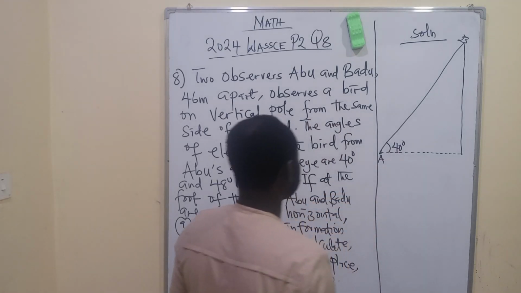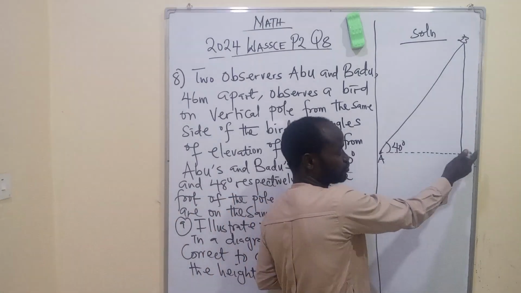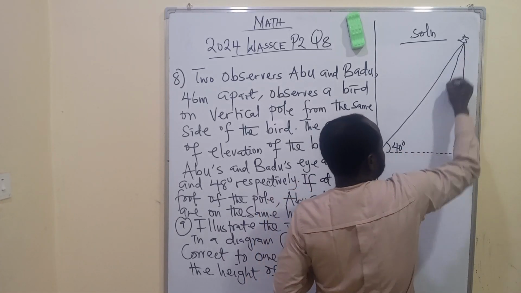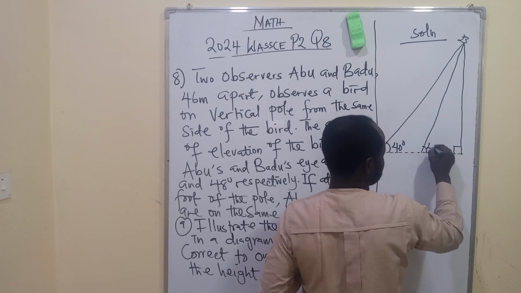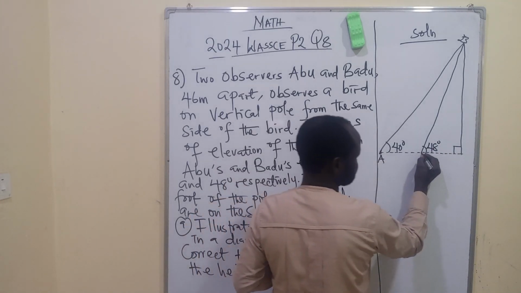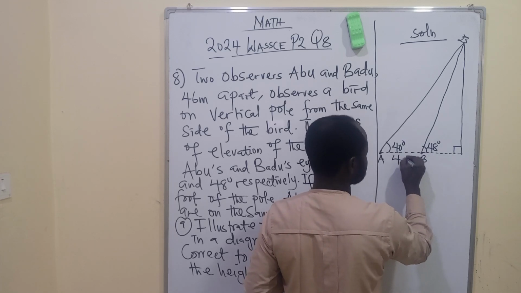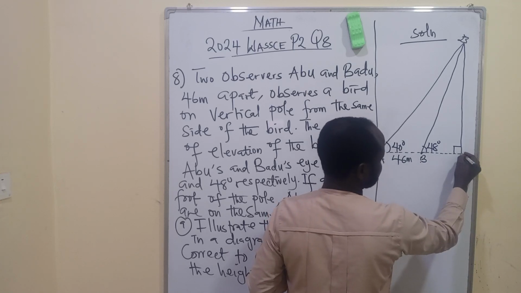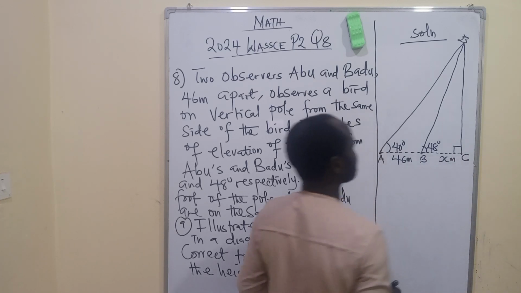Then Badu's angle is 48 degrees. The higher the angle, the closer the person is to the object, so it will be like this. So Badu will be 48 degrees here, and this is Badu here. Their distance apart is 46 meters. Then let's say ABC, let C be here, and let BC be x meters.